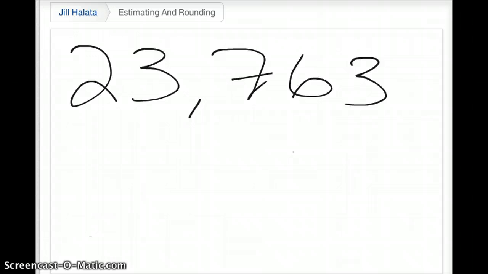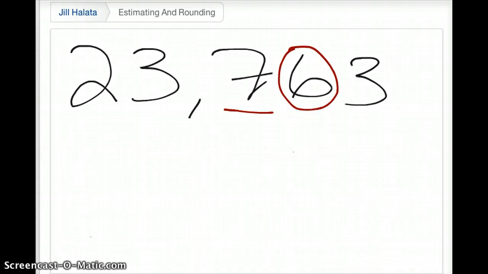23,763, the first thing you have to do is decide which place we're going to round to, so which digits we're going to be looking at. Then you want to underline the place that we're rounding to. Let's round this one to the hundreds place. We're going to underline this, and then you want to circle the place directly to the right of it.